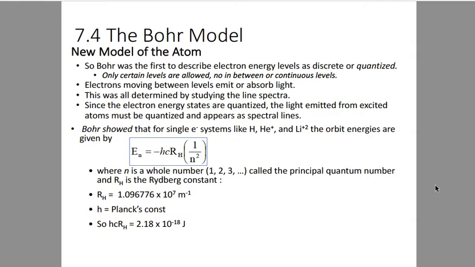Since the electron energy states are quantized, the light emitted from an excited atom must be quantized and appear as spectral lines. So this is how we get those line spectra, where they're very specific. Bohr showed that for single electron systems like hydrogen gas, a helium cation, or a lithium 2 plus cation, the orbit energies can be given by the following equation. So here's the energy, negative Planck's constant times the speed of light, and then we have the Rydberg constant here as well. Now, because all of these are constants, you don't need to memorize all of them.